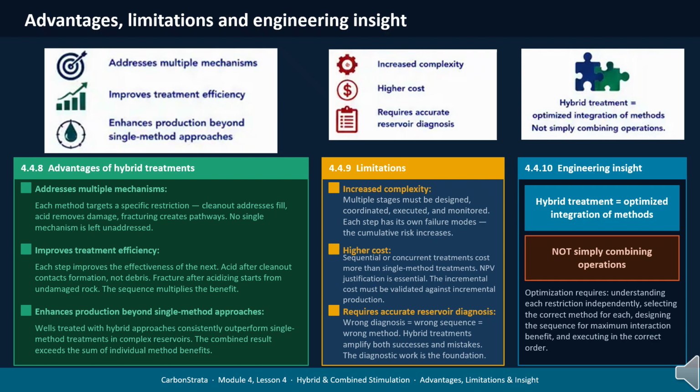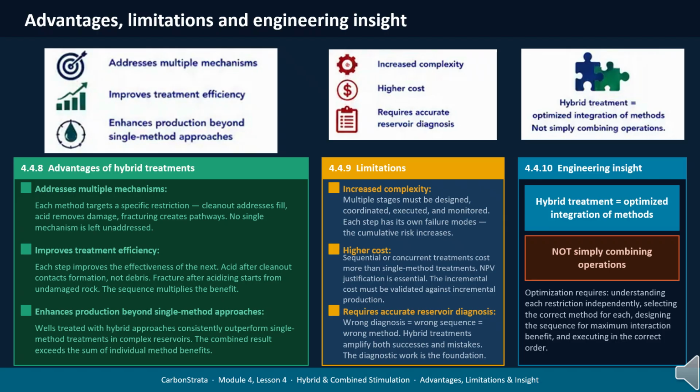Now stop. Move to limitations. First, complexity. Each additional step introduces a failure point. Wrong execution in one step affects everything after it. Second, cost. You are adding stages, so the production increase must exceed that cost. Otherwise, the design is not justified.